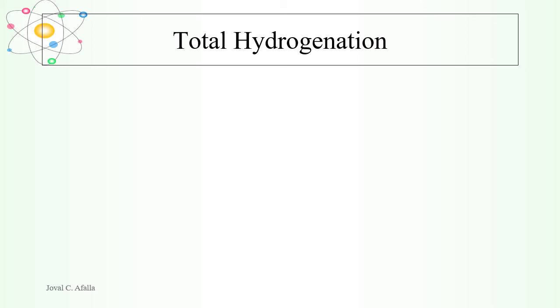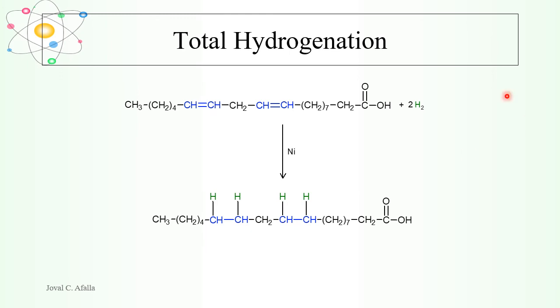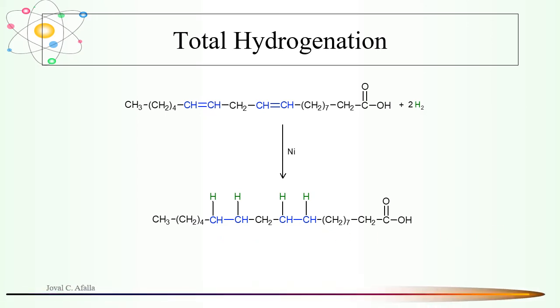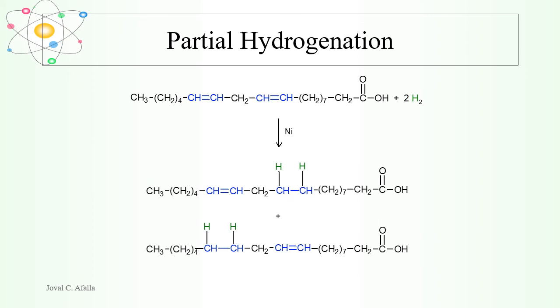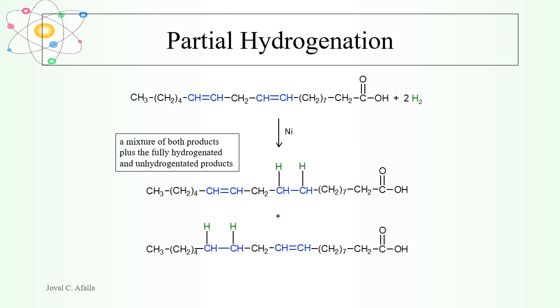Sometimes hydrogenation can be total or partial. With total, as the name implies, we completely hydrogenate all the unsaturation present in the molecule. In partial hydrogenation, as the name implies, you don't fully hydrogenate all of the unsaturations in your molecule. So it may just be one or the other that is hydrogenated. In the product, it will be a mixture of fully hydrogenated and partially hydrogenated products.